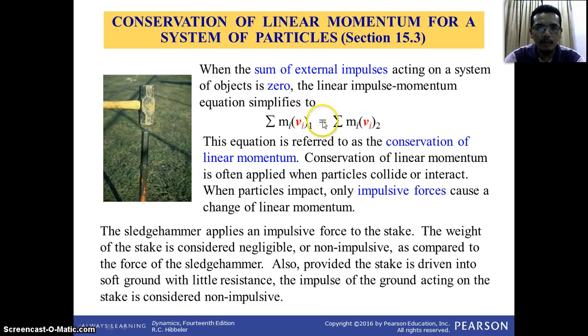So if we refer to the principle of linear impulse and momentum, we have the initial momentum plus the impulsive force equal to the final momentum. So if the impulsive force is equal to 0, the initial momentum is equal to the final momentum. This equation is referred to as the conservation of linear momentum. Conservation of linear momentum is often applied when particles collide or interact. When particles interact, only impulsive forces cause a change of linear momentum.